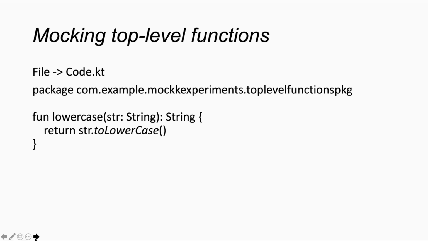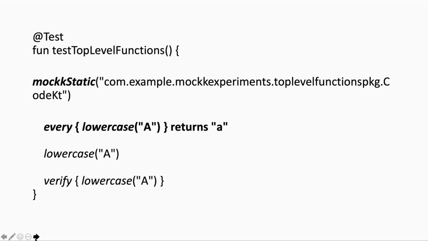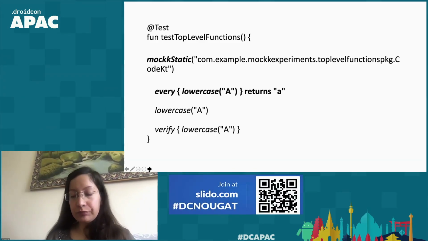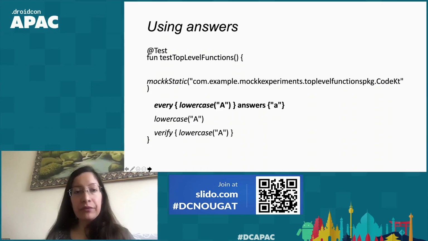Now moving on to mocking top-level functions. If you have a file which has a function lowercase a, and you want to mock it using MockK, even that is possible. You have to use mockkStatic, and you have to specify the full path name to the file, and then you can mock the method using the every construct. Then you can make the method call and verify.